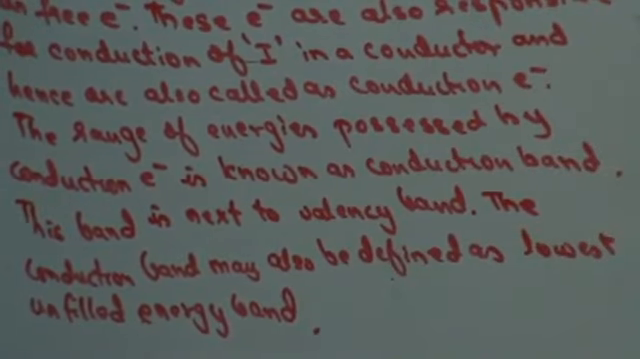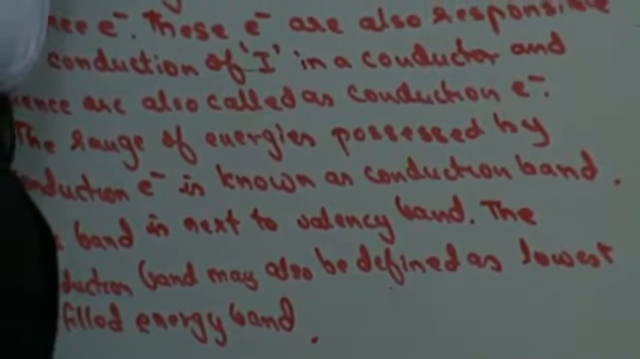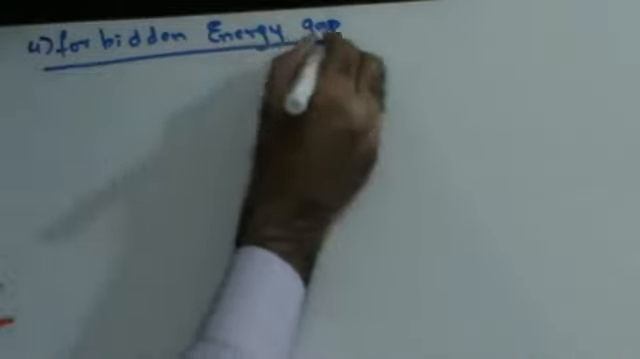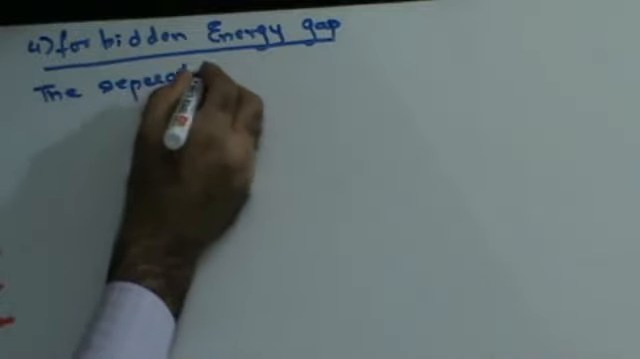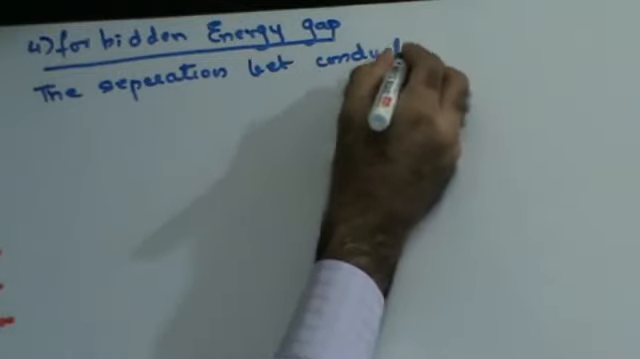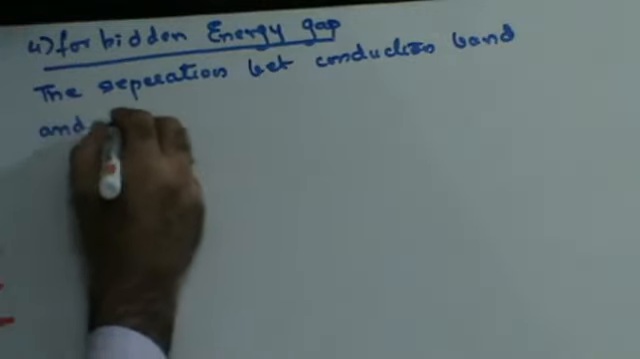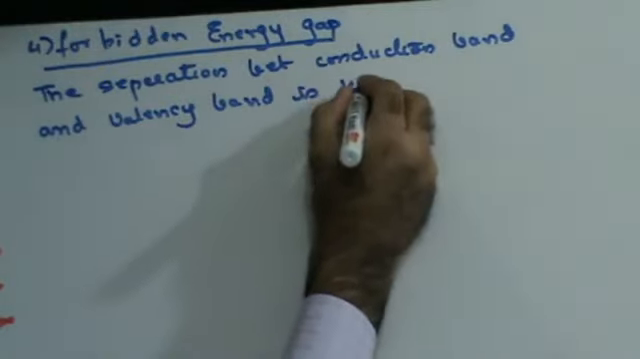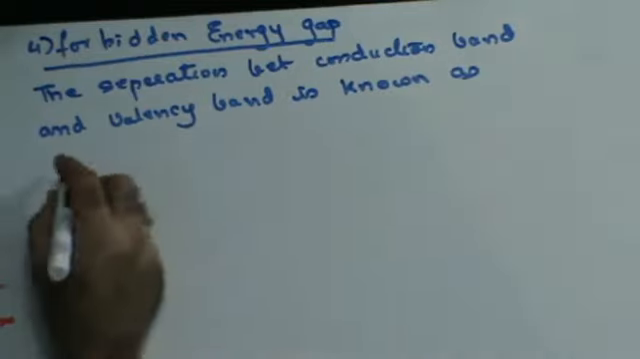Let's write this down. Forbidden energy gap. The separation between conduction band and valency band is known as forbidden energy gap.